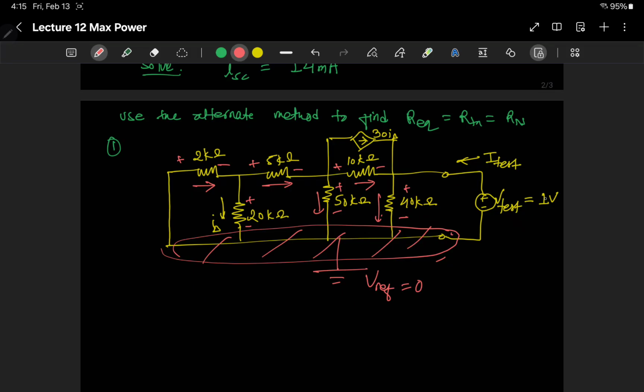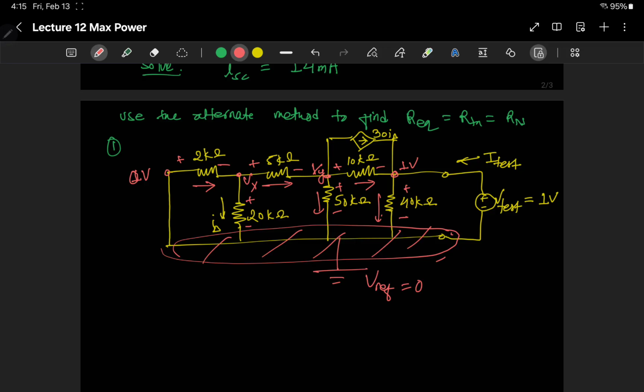So if V test is 1 and this is 0, you can agree that at this point you will have 1 volt, right? And this point also 1 volt, right? No, sorry, this point we have 0 volt. Sorry, this is the reference. And then the only unknown nodes are this and this. So let's call them Vx and Vy, and apply KCL at these two nodes x and y to see if we can get the values of the voltages and then use that to get I test.